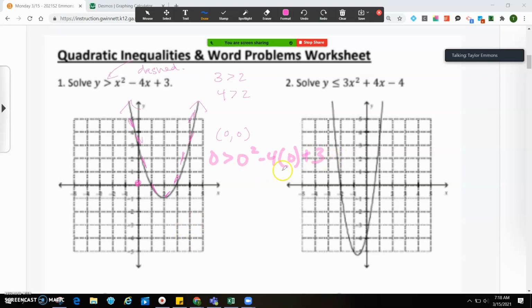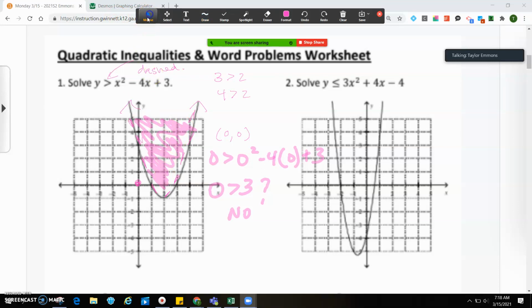So when I simplify the right-hand side, I'm going to get 3. Is 0 bigger than 3? No. So I'm going to shade away from 0, 0. Okay? So again, I took a point and just plugged it in to see if that statement's going to be true. So looking at the next one, I would take this equation and plug it into my graphing calculator. It's going to produce this graph. Now, since there's a line underneath, we're going to make this a solid line. So it's not going to be dashed.